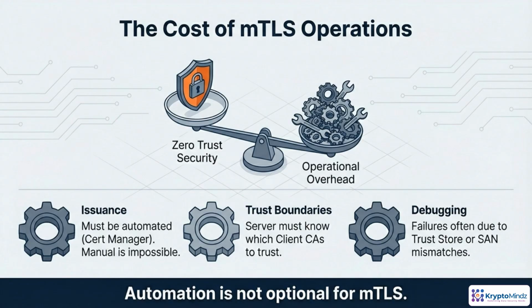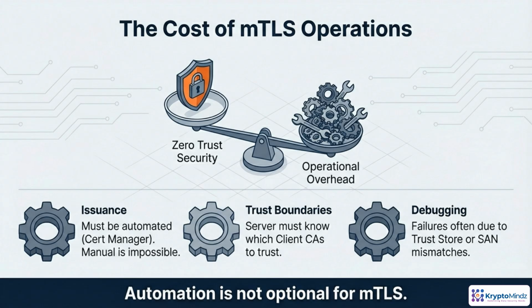Mutual TLS gives you very strong zero-trust security, but it is not free. Every client and every service needs its own certificate, and those certificates must be issued, renewed, and revoked reliably. Doing that by hand does not scale beyond a handful of systems. In real environments, you need an automated certificate manager to handle issuance and rotation.